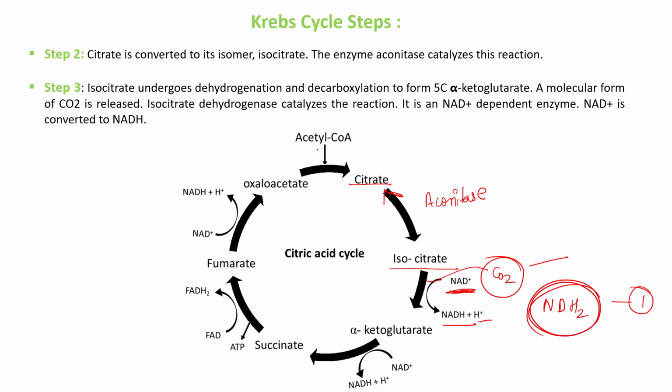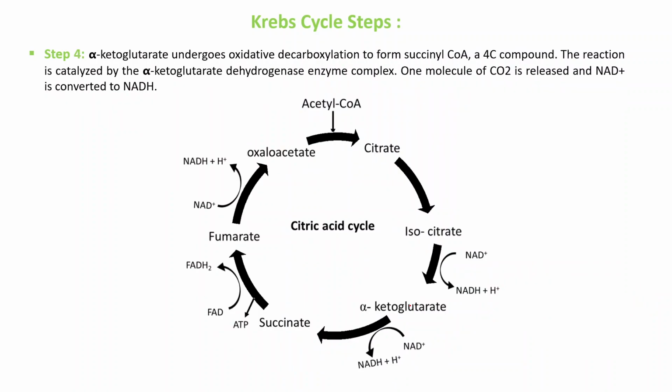So isocitrate undergoes dehydrogenation and it forms what? A 5-carbon compound, that is alpha ketoglutarate, because one carbon is released in the form of CO2. The acetyl CoA was a 2-carbon compound and oxaloacetate a 4-carbon compound. They both form a 6-carbon compound. Isocitrate is also an isomer, so it is also a 6-carbon compound. But this here is a 5-carbon compound, since one carbon has been released in the form of CO2.